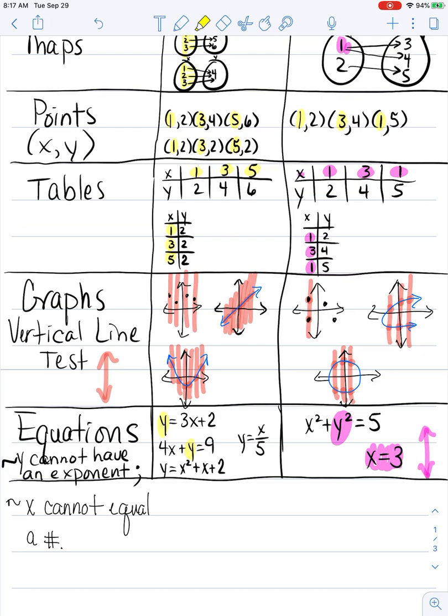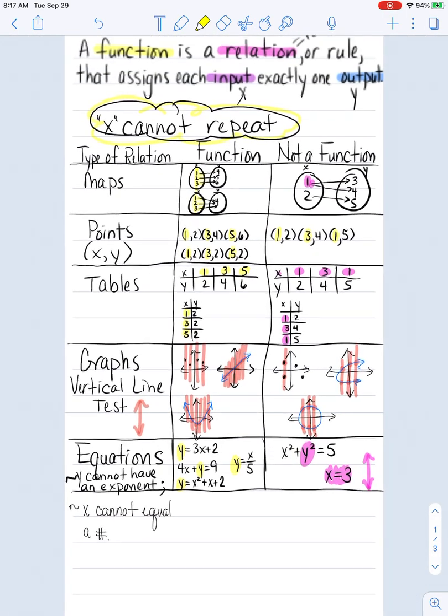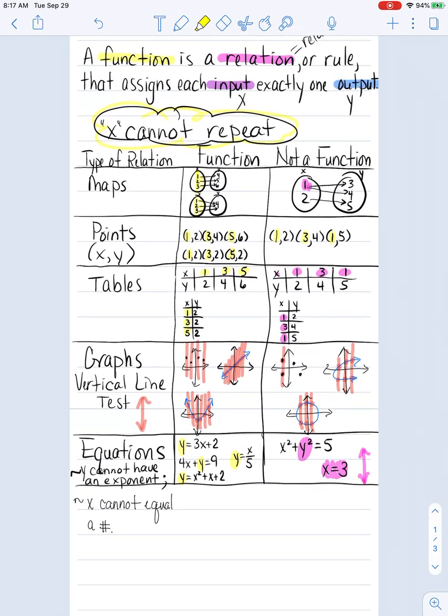Does this y have an exponent? Nope, that's why it's a function. This one, no exponent, function. This y has no exponent, so it's a function. So please use your graph here or your chart to help you identify functions versus not functions.